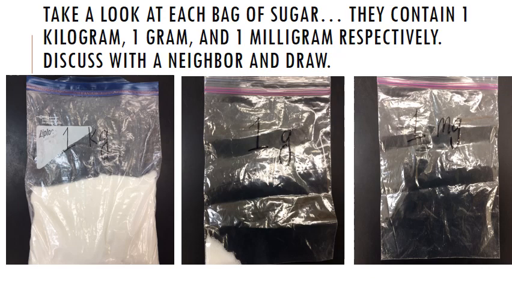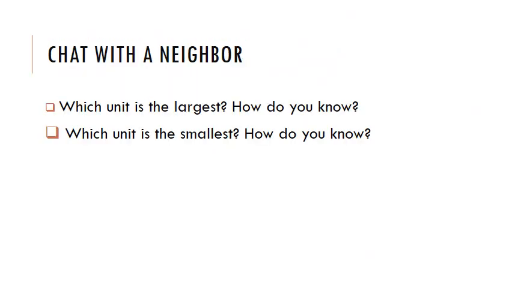You can see that all of these amounts are associated with the gram, but they represent very different amounts. The gram is what we call a base unit. Take a minute and talk to your neighbor. Talk about which unit is the largest out of the 3, and how do you know? Which unit is the smallest, and how do you know? When you're done, press play.